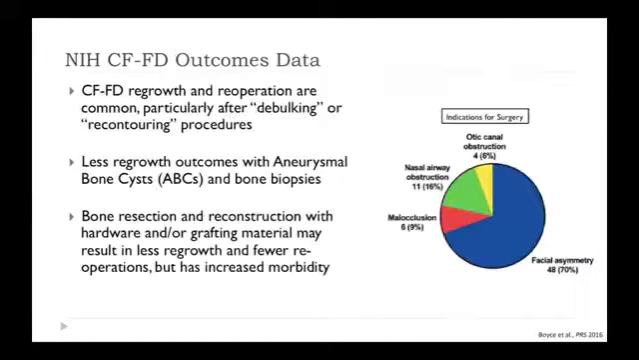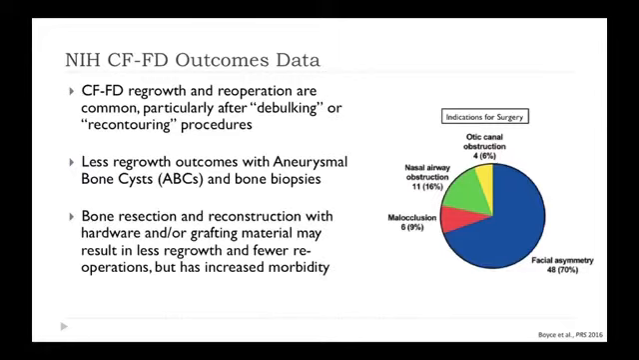This was a study done by Alison Boyce here, who looked at the literature and looked at the database at the NIH and found that there in fact were a number of procedures that had been done on the patients that were seen at the NIH. And what she noted is that the vast majority of these patients had procedures done for facial asymmetry, as you can see in the pie graph down below. And those are the indications for surgery. And again, facial asymmetry being the most common, followed by malocclusion or jaw deformity, and then nasal airway obstruction, and then obstruction of the otic canal.